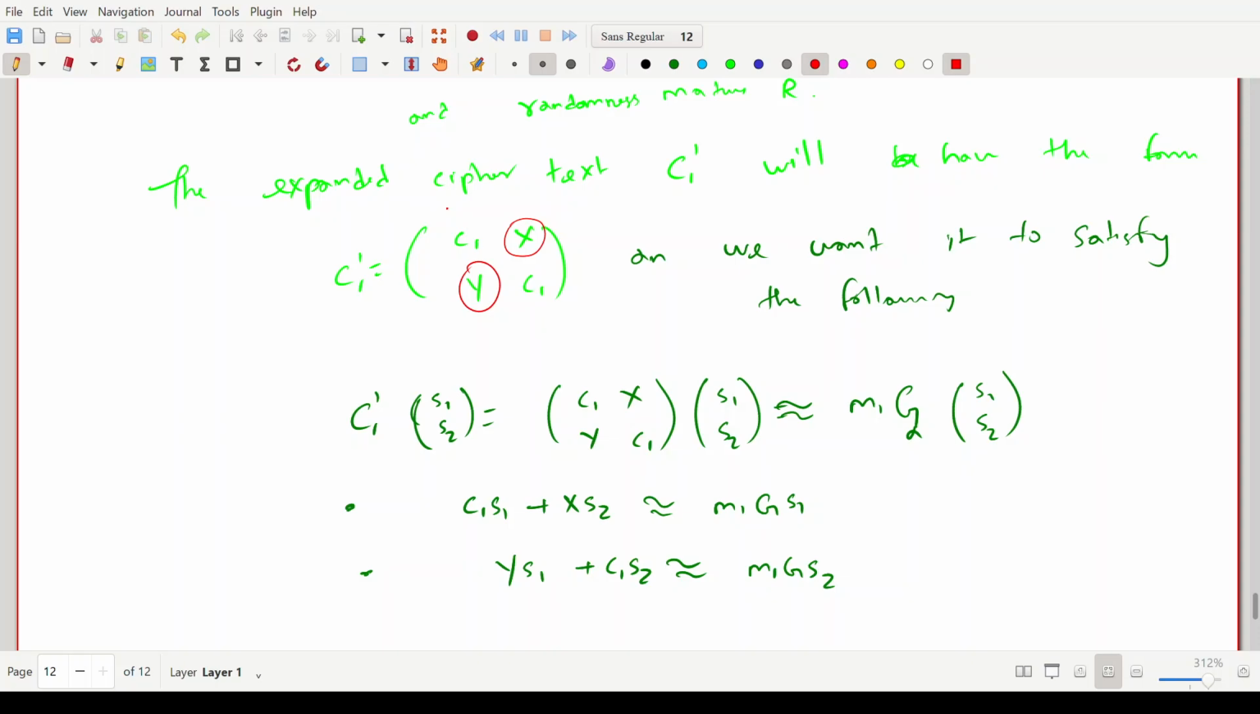One thing is very easy. Do you see the ciphertext C1 is multiplied with S1? If you put X equal to 0, then it is satisfying M1 GS1. Correct. This was the decryption protocol for the GSW. That means this C1 was encrypted with the secret key S1, and if I just multiply it, it will be similar to M1 GS1. So from here I got to know that this X should be 0. One part is done.